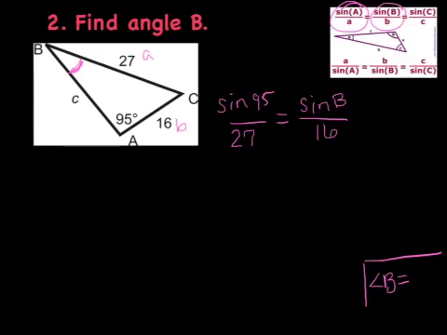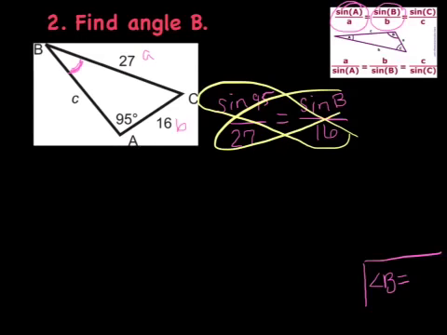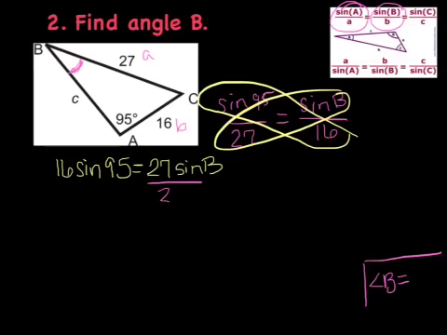Okay. Now we just have to try to figure out sine B. So this one's going to be a little more challenging. Okay, but you still will start the same. Cross multiply. Okay. So we have 16 times sine of 95 equals 27 times sine of B. Okay, well, we want to get B by itself, so we're actually going to get sine of B by itself. So let's divide both sides by 27.